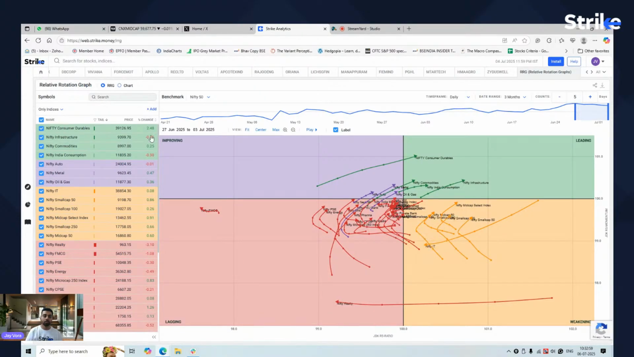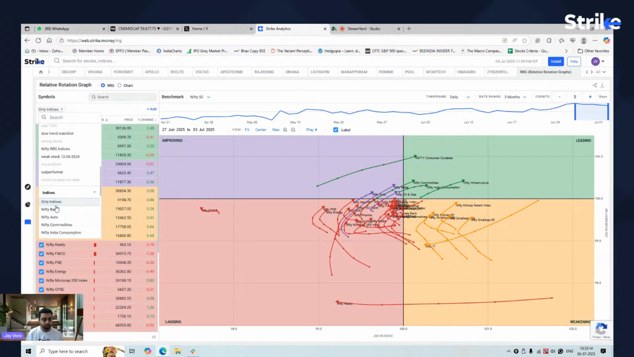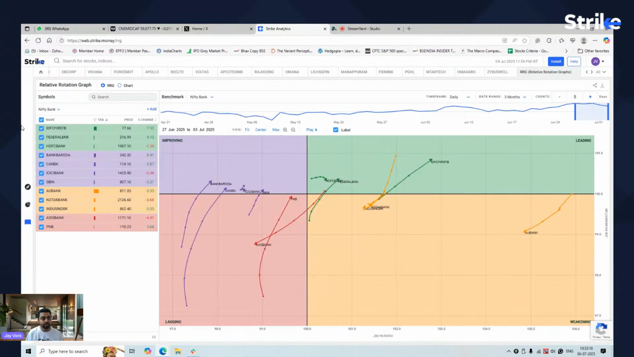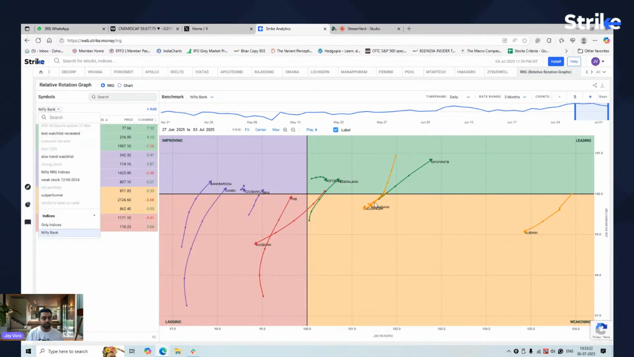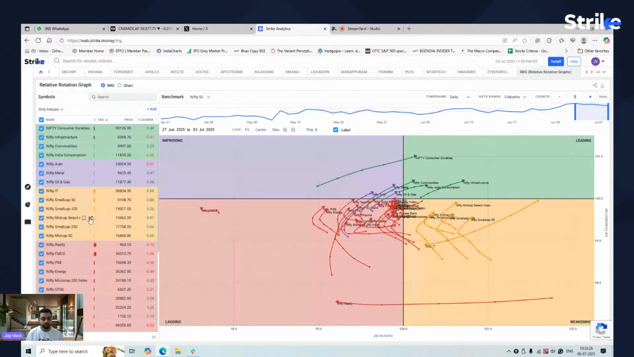Firstly, coming to the optionalities, at the top you can see two radio buttons. This is the RRG graph. On the table on the left hand side, you will get indices, or suppose if I do Nifty Bank, then it is all the stocks within the Bank Nifty index. And on the right hand side, you will get the graph of the performance.